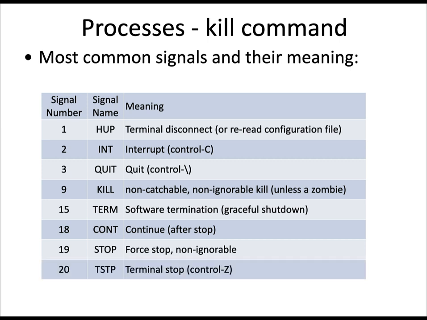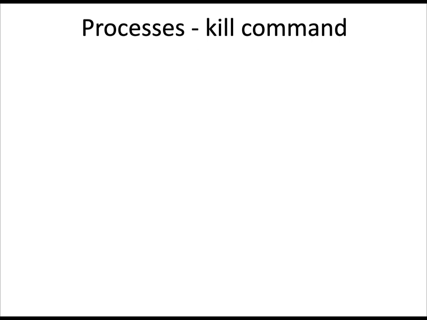There's something called TSTP, which is doing a Control-Z. So if you have a process running, but you need to do something else, you can do a Control-Z to stop it. And then when you're ready for it to continue, you can use kill to send a continue signal, which is the most common way that you would do that to start the process back up.